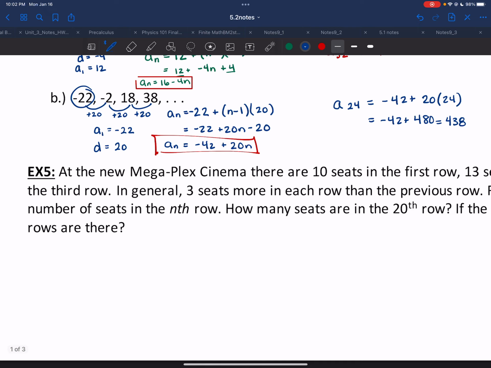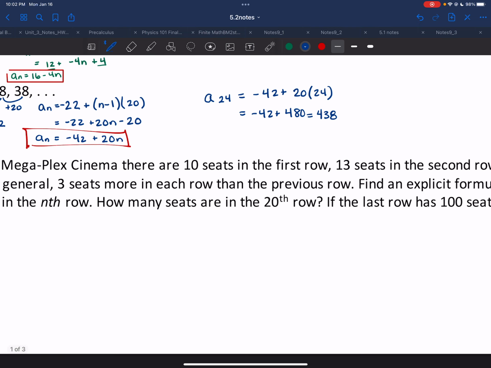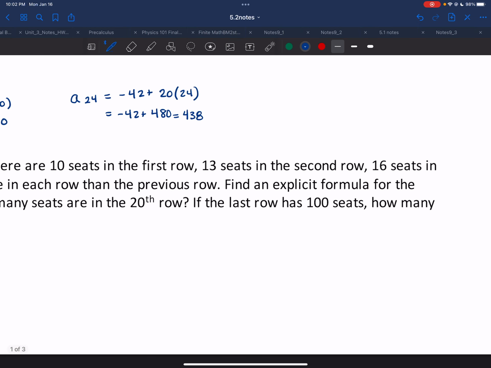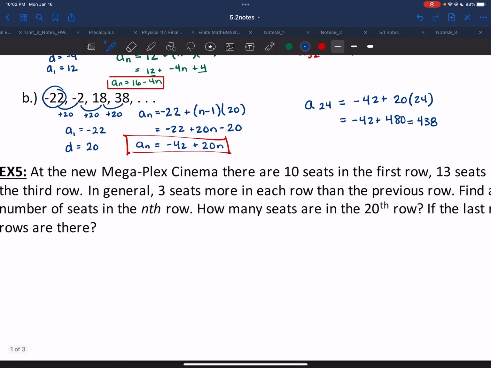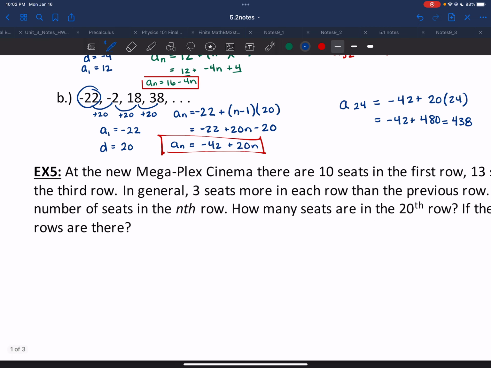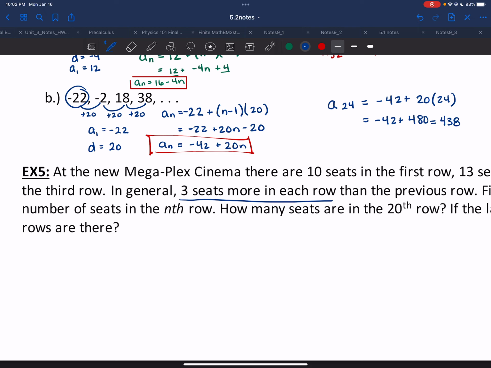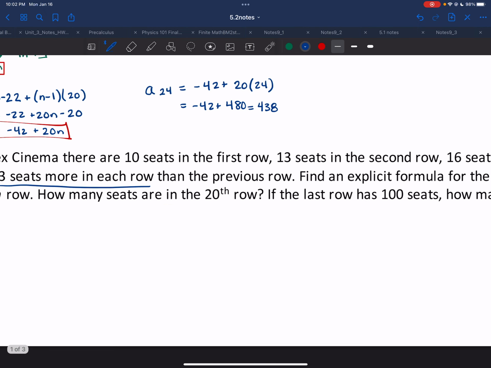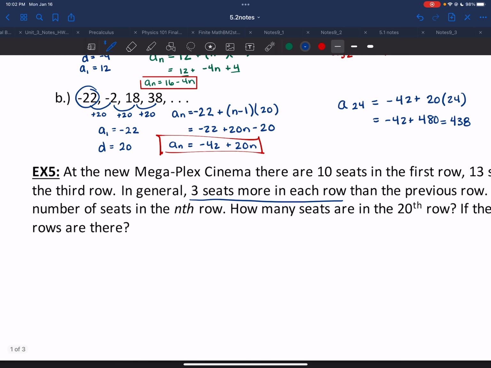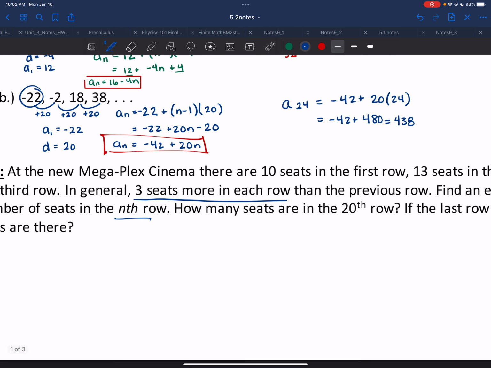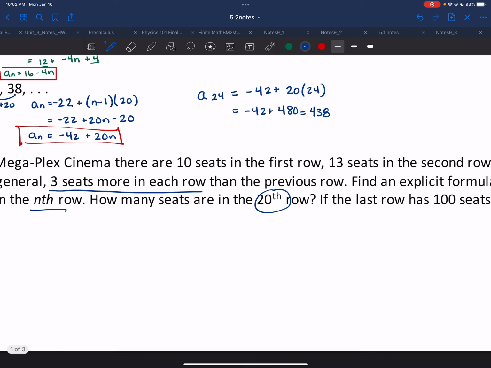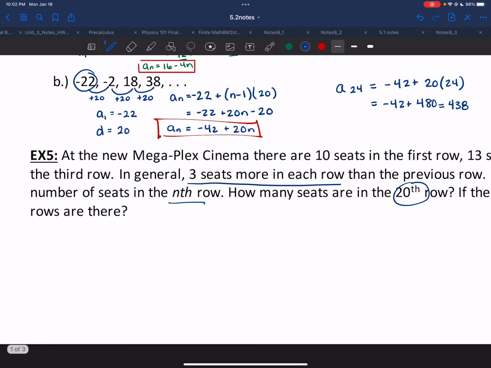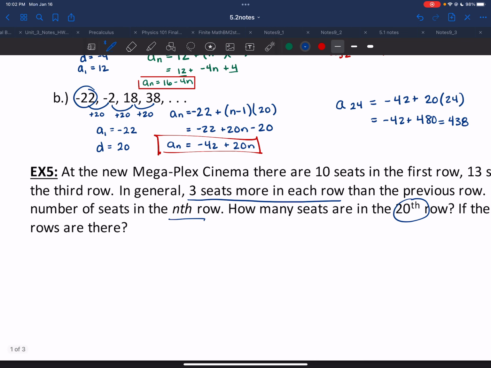At the new Megaplex Cinema, there's 10 seats in the first row, 13 in the next row, 16 seats in the third row. In general, 3 seats more in each row than the previous row. Find an explicit formula for the number of seats in the nth row. How many seats are in the 20th row? If the last row has 100 seats, how many rows are there? Okay, so that's 3 questions really that we're doing.